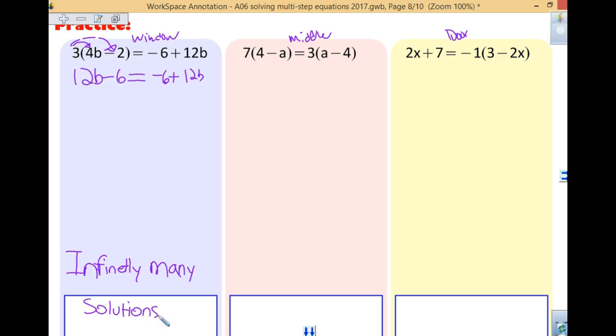So I just want to show one thing up here. When you were doing this problem, you would have, I hope, showed me that you subtracted 12b from both sides. And then you show me that you got -6 equals -6 so that you can write this. I want to see the true or false statement. If you don't get to that point, I need to see that. Okay? You can write it just right down here. Okay?